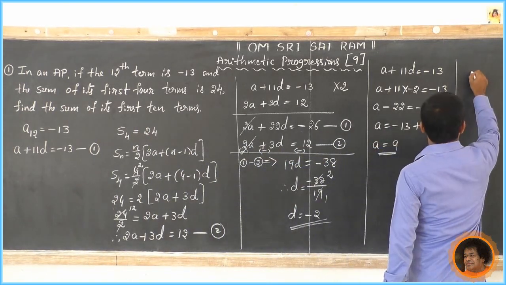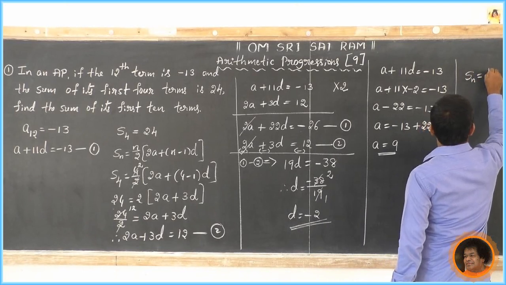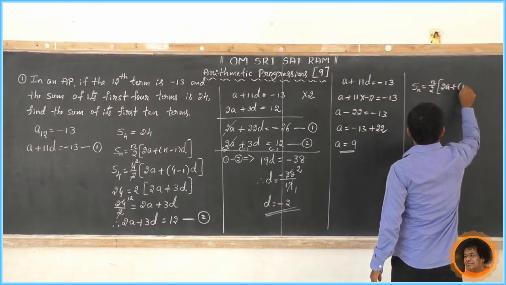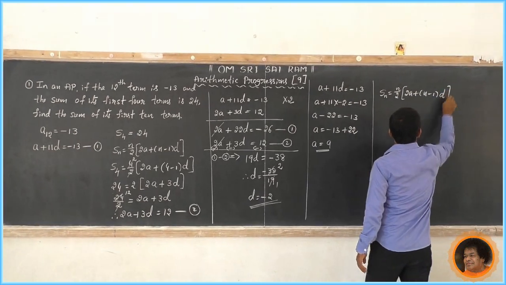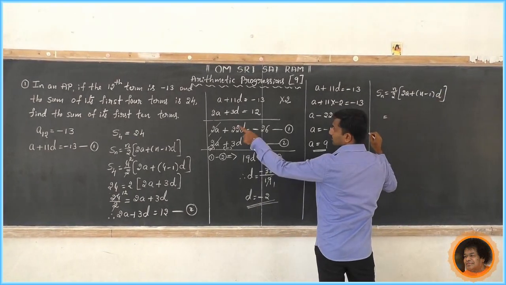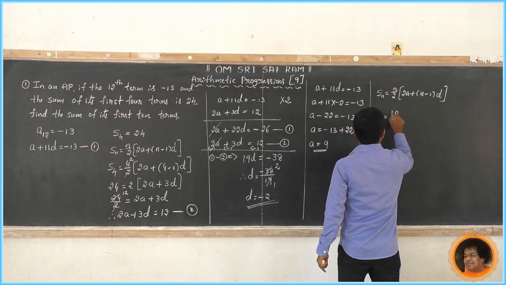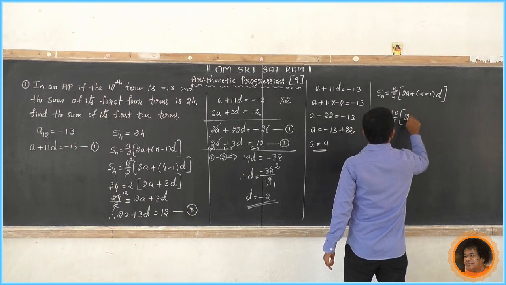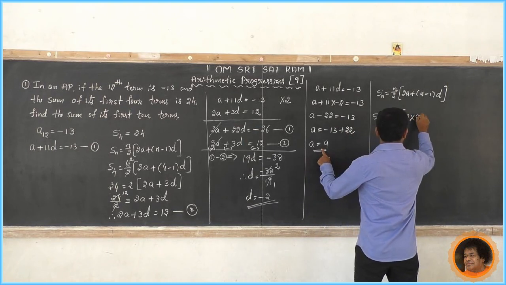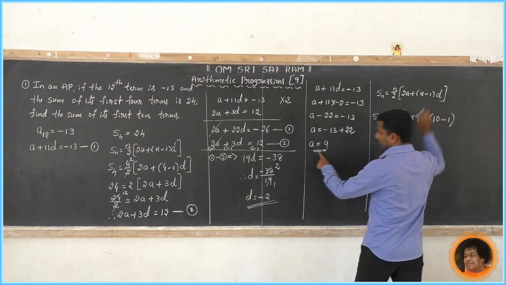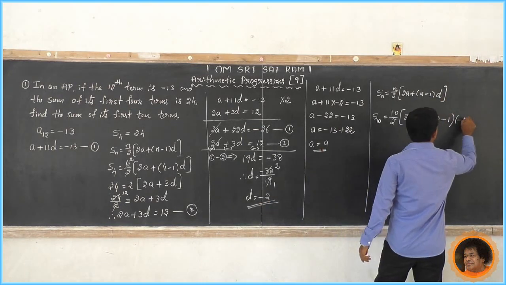By using the formula Sn equal to n by 2 into 2a plus n minus 1 into d. Now substitute the values, sum of the first 10 terms. So S10 equal to 10 by 2 into 2 into a value 9 plus n value 10 minus 1 into d value, common difference, so minus 2.